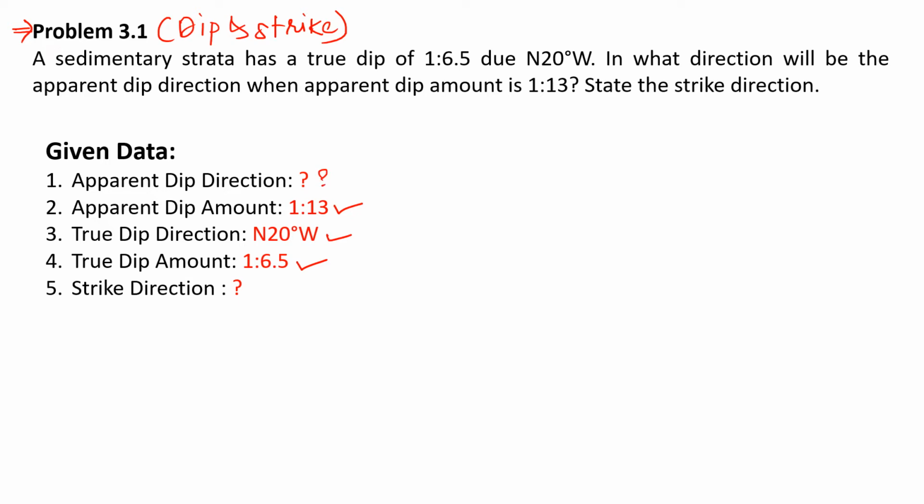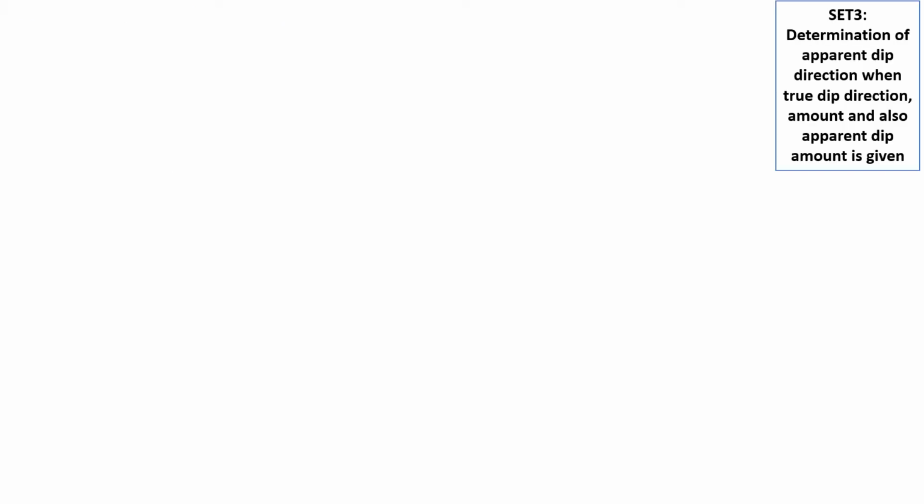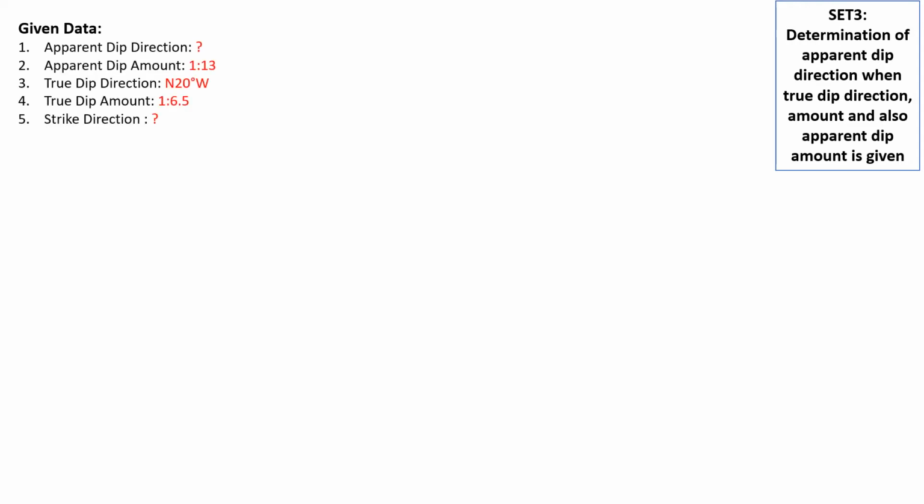This is a question mark, and also the strike direction. Now among the four, they have given three things. We need to identify the one remaining part. Let's see how this one remaining part needs to be calculated. So we'll start solving the problem here. Okay, it says a determination of apparent dip direction when true dip direction and amount, also the apparent dip amount, is been given. So the given data, I am writing it here once again for your understanding.